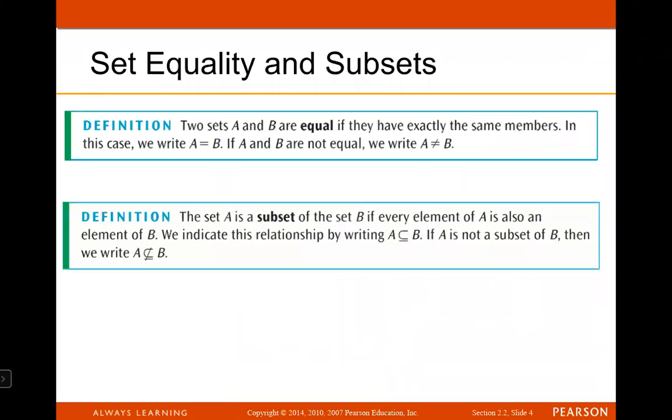The definition of equal. Two sets, A and B, are equal if they have exactly the same members. In this case, we write A equals B. If A and B are not equal, we write A does not equal B.